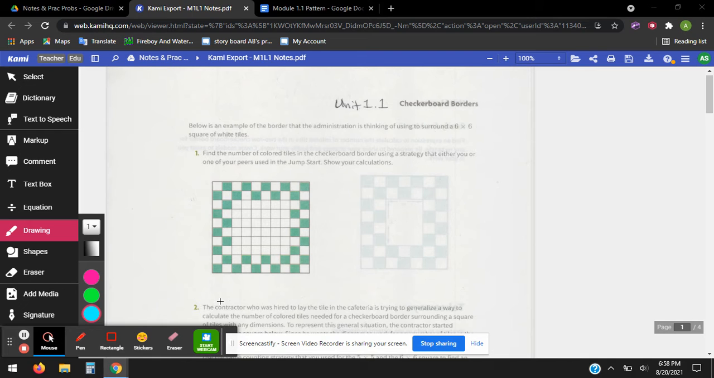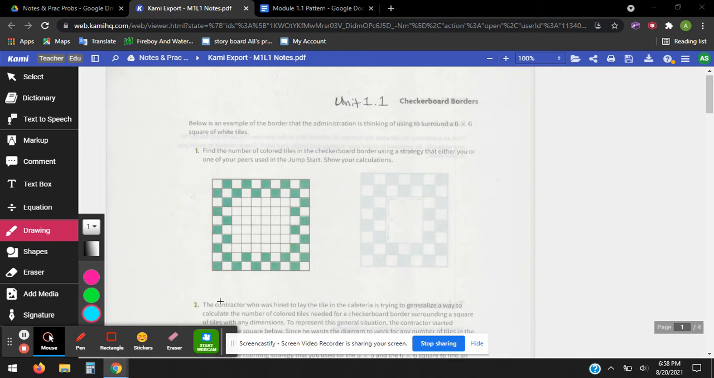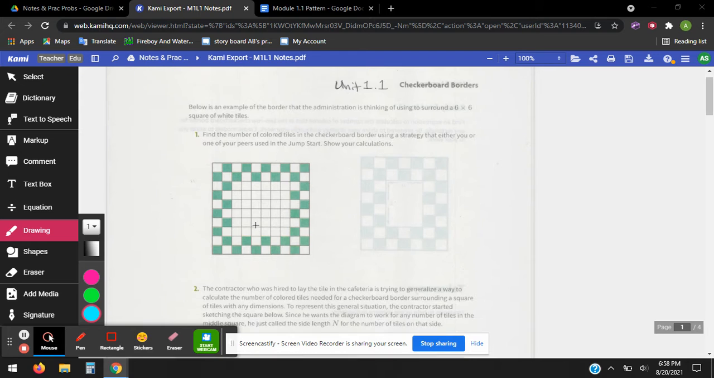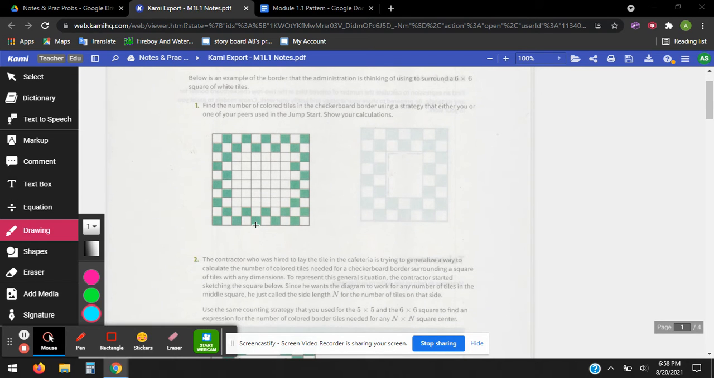Below is an example of the border that the administration is thinking of using to surround a 6 by 6 square of white tiles. So find the number of colored tiles in the checkerboard using this strategy. Using a strategy that either you or one of your peers might have used earlier if you were doing it. So show what you're doing.